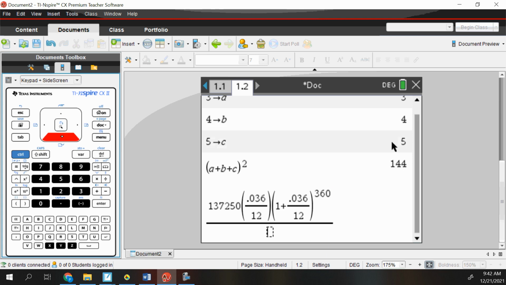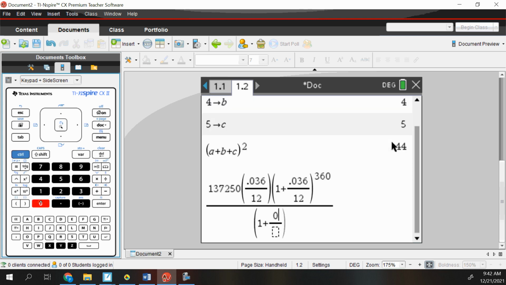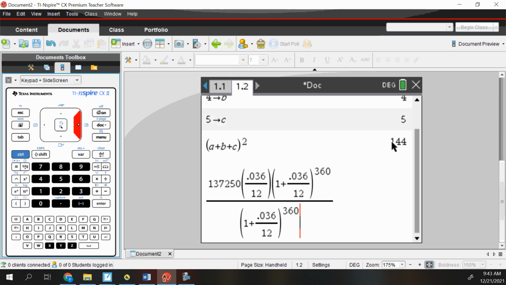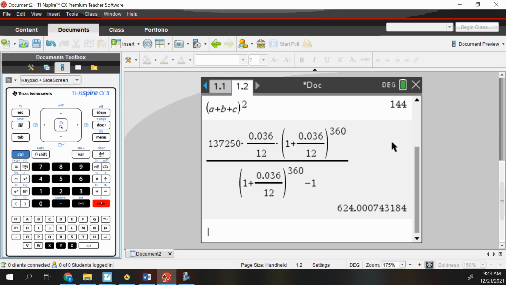We'll go down to the bottom now. Parenthesis, 1 plus. We need a fraction, so we'll do control divide. 0.036. Oops, I missed my point. 0.036 over 12. Right arrow to get out. We're raised to the 360. Right arrow to get out of the exponent. And then minus 1. And before you hit enter, just double check what you have on your calculator matches with what we had written on our paper exactly. And then go ahead and hit enter.